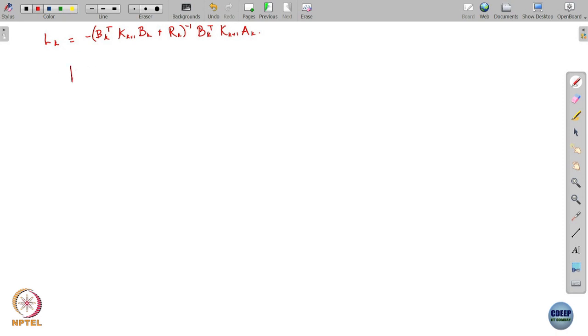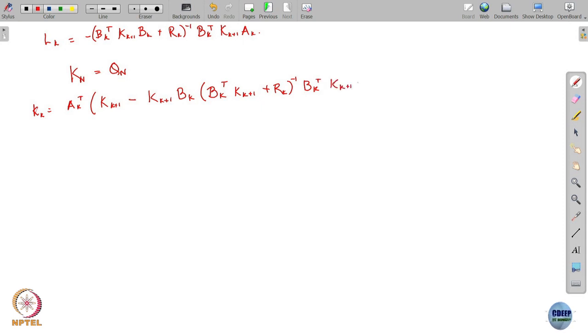What are these K's? K at time n is just simply Q n, and the K's at every time can be computed recursively in this way. So, K at time small k is equal to A k transpose K at time k plus 1 minus K at time k plus 1 B k times B k transpose K at time k plus 1 B k plus R k whole inverse, times B k transpose K at time k plus 1, the whole again into A k, plus Q k.